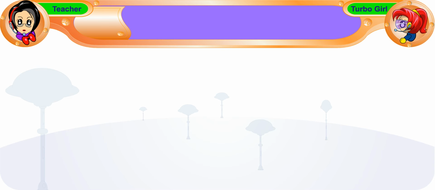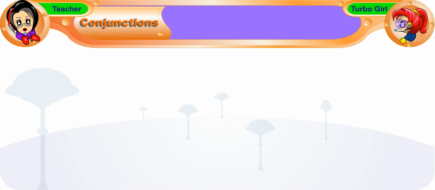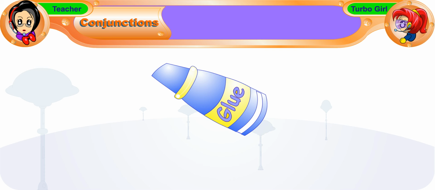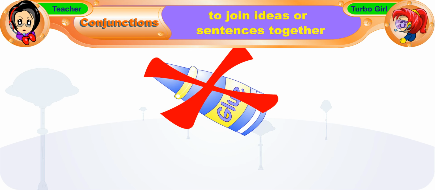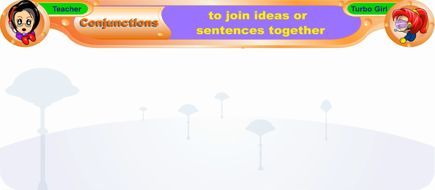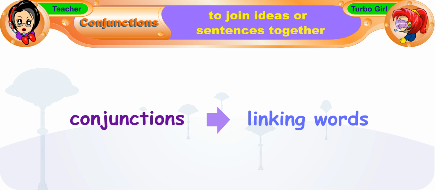Hello, Turbo Girl. We are going to learn about conjunctions for this lesson. When we need to join two things together, we use glue. In English, when we need to join ideas or sentences together, we need to use glue too. But we do not use this type of glue. Instead, we use conjunctions. Let's call conjunctions linking words.